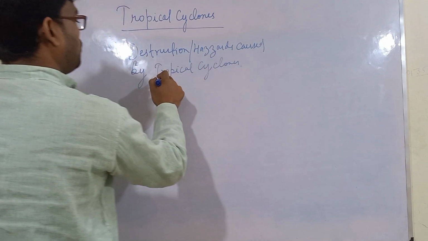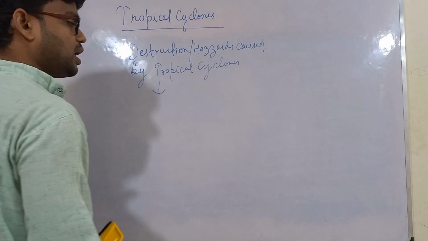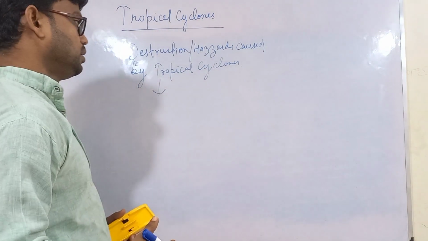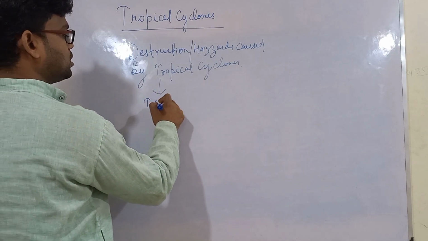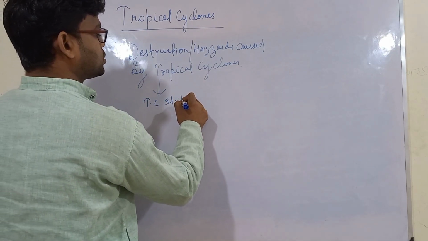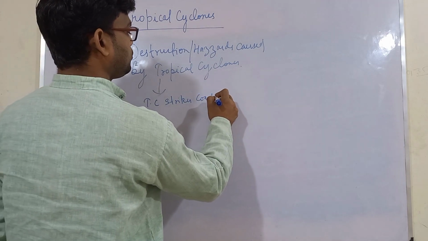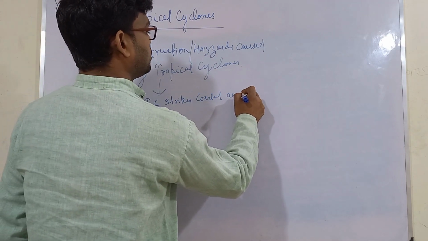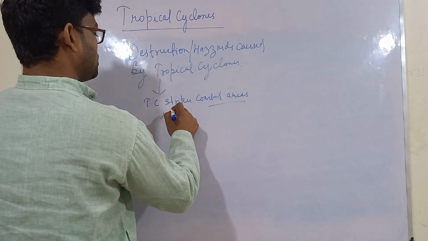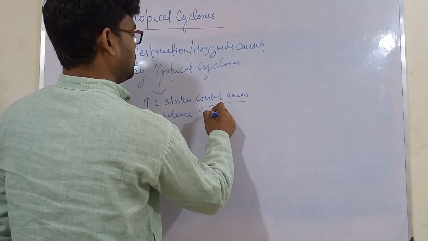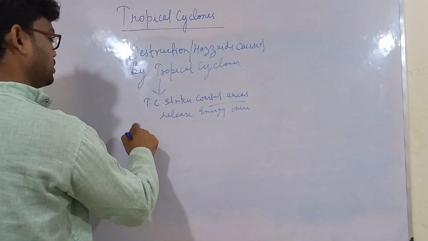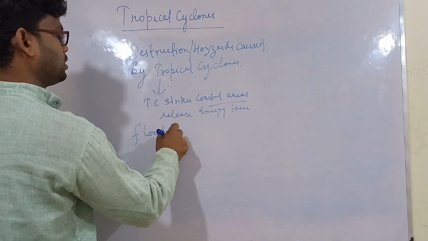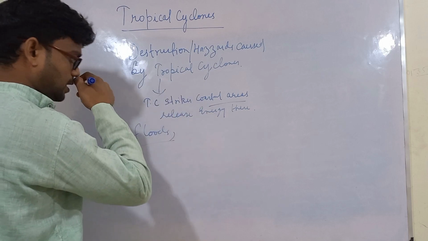cyclones. Now what happens is these tropical cyclones have too much energy in them. So when these tropical cyclones strike the coastal areas, they release energy there, thereby causing floods. These tropical cyclones cause floods in the coastal areas.